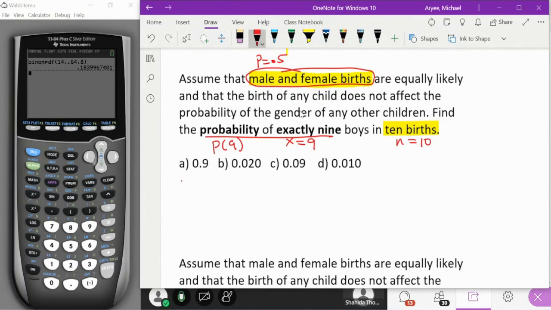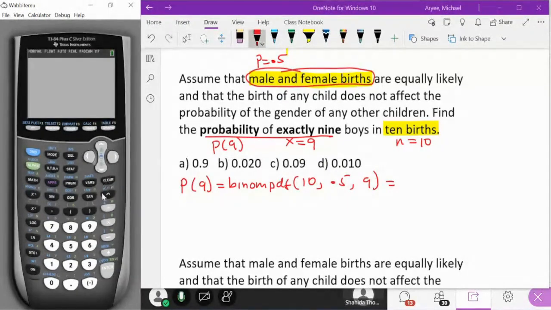Because we are looking for just an exact value, the probability of 9 will be binom PDF of 10, which is your n, p is 0.5, your x is 9, and then you write the answer. So we have second VARS, and then go to binom PDF, enter. My n is 10, my p is 0.5, my x is 9. I will say paste and then enter. So that is 0.00976. Okay, so the answer should be D.